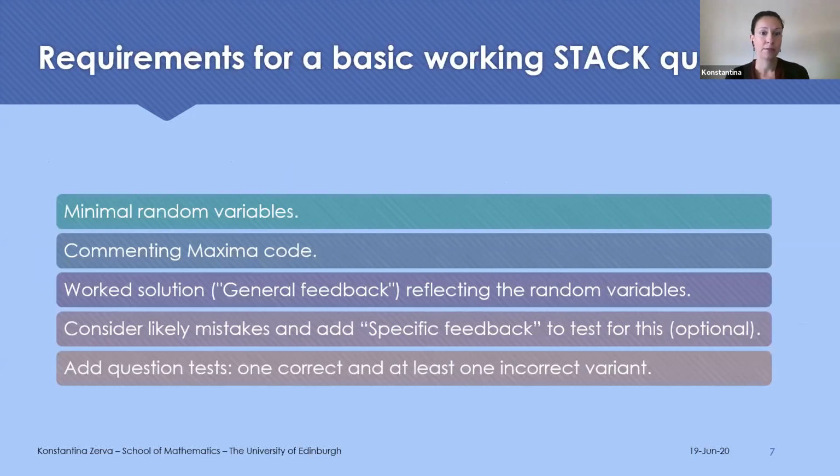So let's see the requirements for a basic working STACK question. We need to have some minimal random variables. It's a good practice to comment the Maxima code. You need to include the worked solution, the general feedback, which reflects the random variables. Consider likely mistakes and add specific feedback to test for this. I would say this is optional for a minimum working question, so you may not add this when you first build a STACK question. And the question tests one correct and at least one incorrect variant for the test.